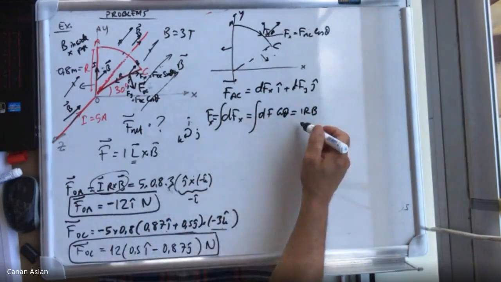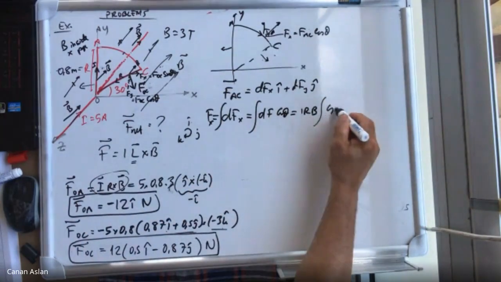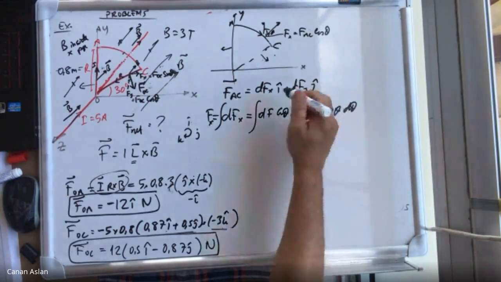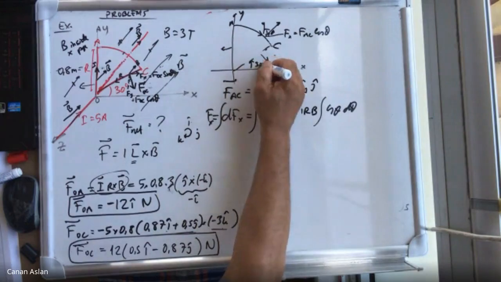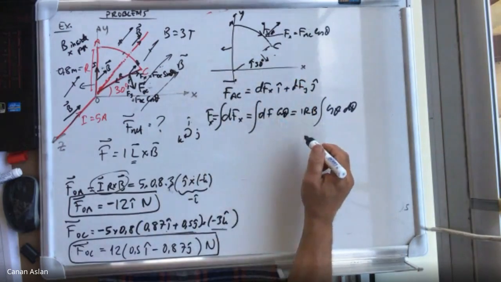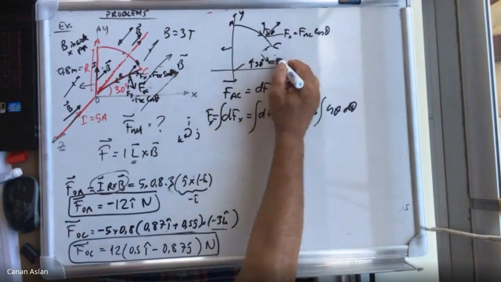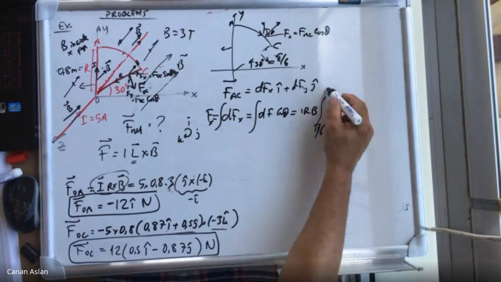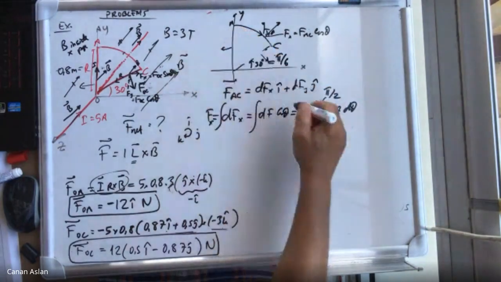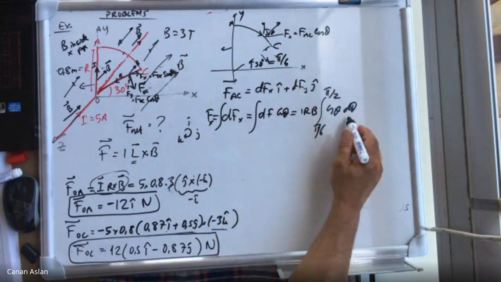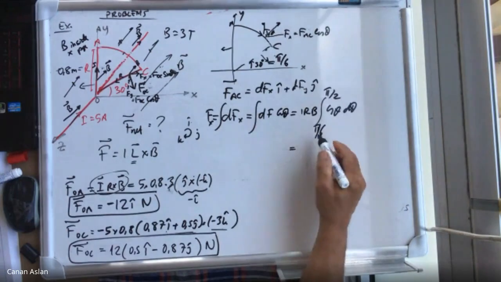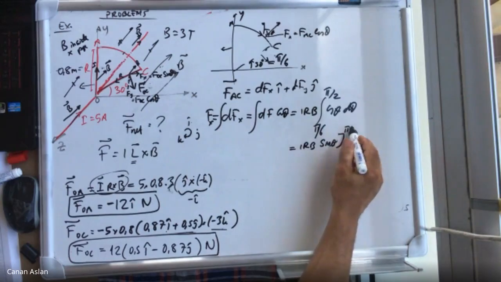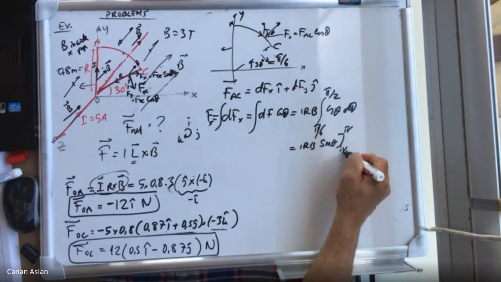And now the vector business, but it's now cosine theta d theta. What is the angle now? As you see, this is 30 degrees, but 30 degrees is pi over 6. So the angle is from pi over 6 to pi over 2, because this is 90 degrees now. You have to integrate like that. So now what is that? It's IRB times sine theta from pi over 6 to pi over 2.